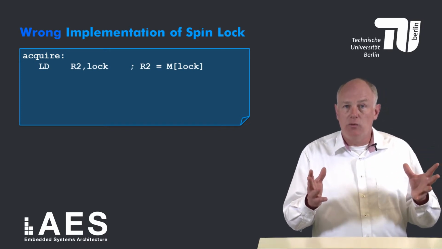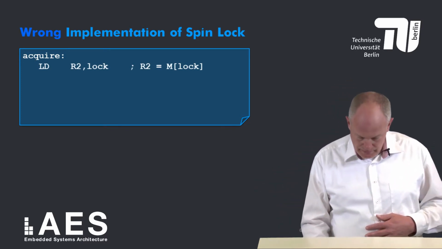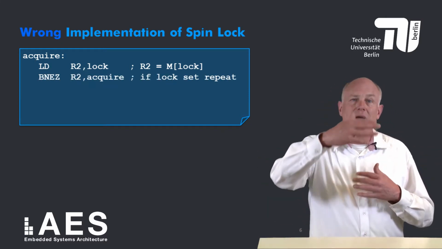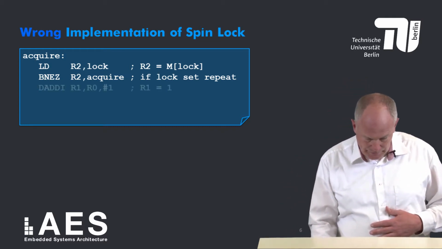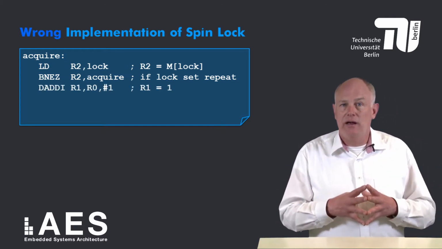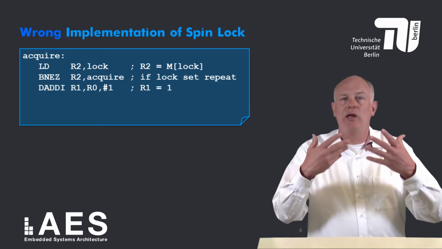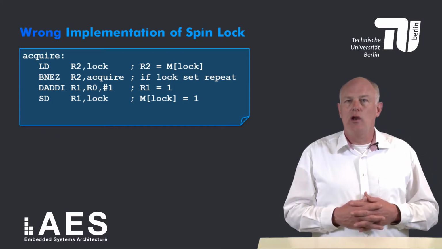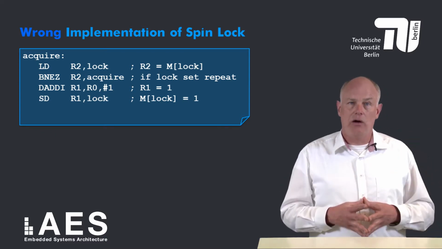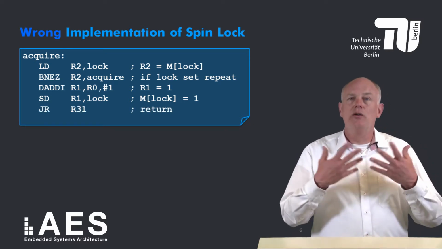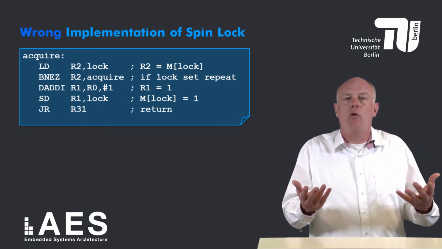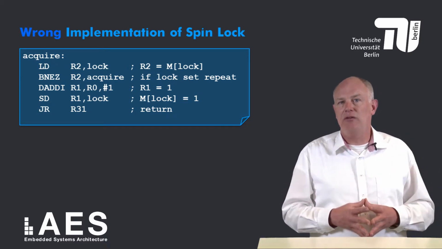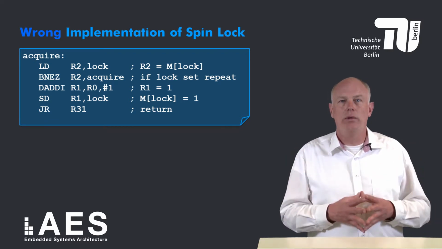First, we load the lock, which is stored in memory, to a register. Then we test if the lock was set. If it was, we branch back to the beginning and try again. Then if the lock was not set, we write the value 1 into a register and then store this register to the lock variable, thereby setting the lock. Finally, we return to the caller, so the thread calling this acquire function will spin lock when the lock was set, and it will have set the lock if it was not set. At least that's what we hope.